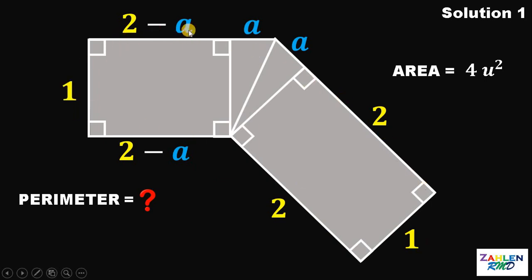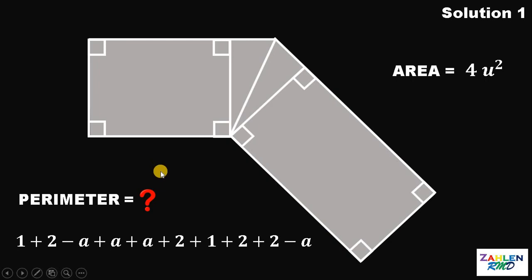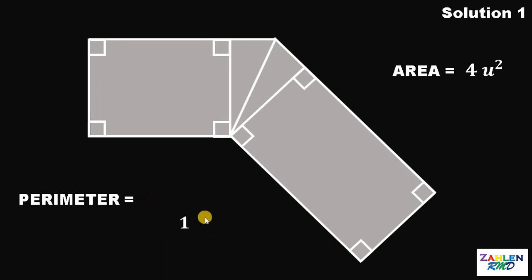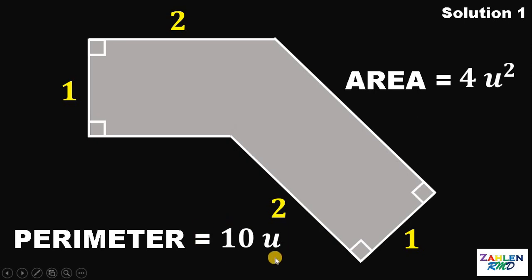So we have 1 plus 2 minus A plus A plus A plus 2 plus 1 plus 2 plus 2 minus A. Now take note that we have negative A and positive A. These cancel out. Positive A and negative A also cancel out. Therefore, what's left is 1 plus 2 plus 2 plus 1 plus 2 plus 2, or simply equivalent to 10 units. Therefore, the perimeter and area of this figure must be equal to 10 units and 4 square units, respectively. So this is our solution number 1.